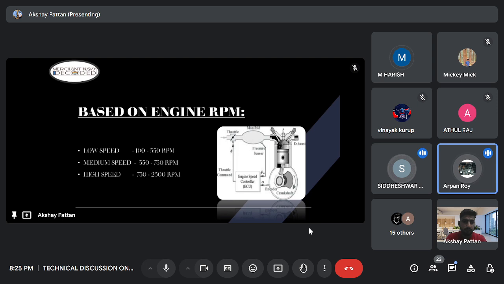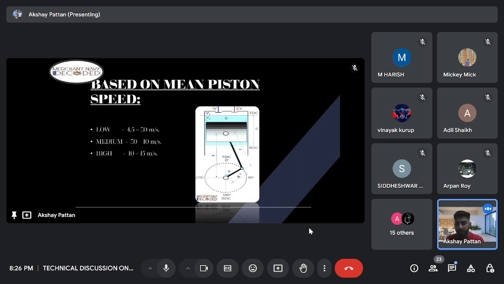Sir, revolution per minute. Okay. Revolution per minute of the crankshaft. That is how the engines are also classified based on the speeds: low speed, medium speed and high speed. Is there any doubt in this? Anyone? Okay.